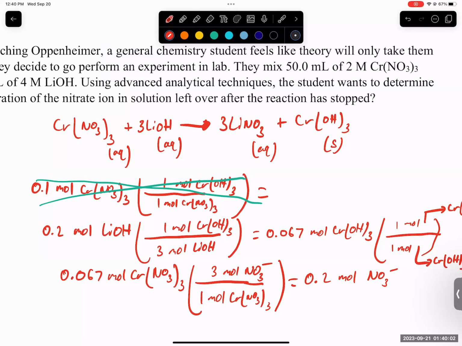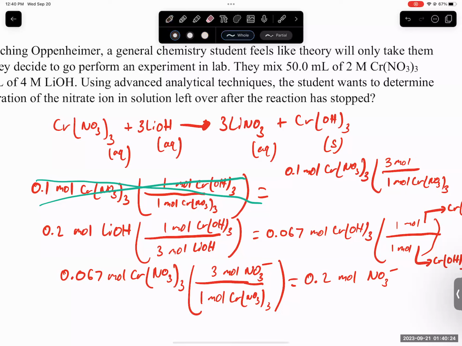So if I started off with 0.1 moles chromium nitrate, how many moles of the nitrate ion did I start off with? Yeah, 0.3. For every 1 mole of chromium nitrate, there are 3 moles of NO3 minus. So once that's solved out, you get 0.3 moles of nitrate ion. All right.